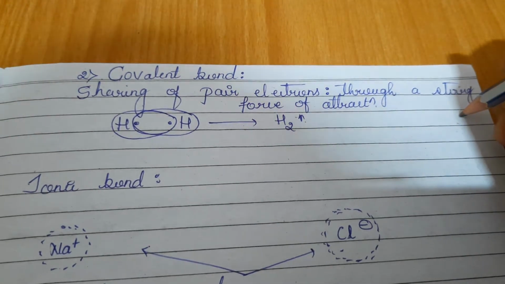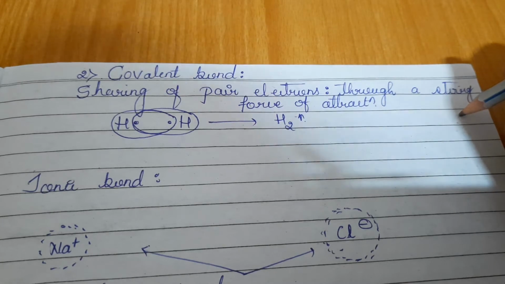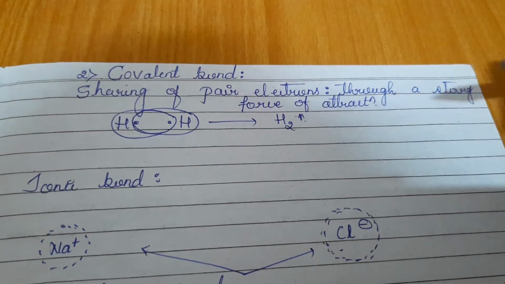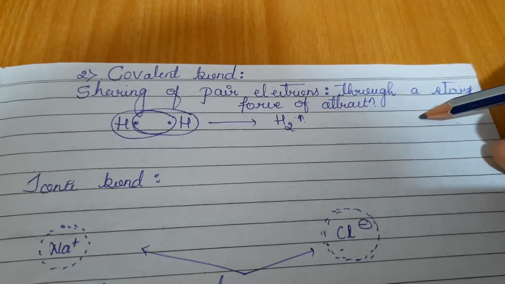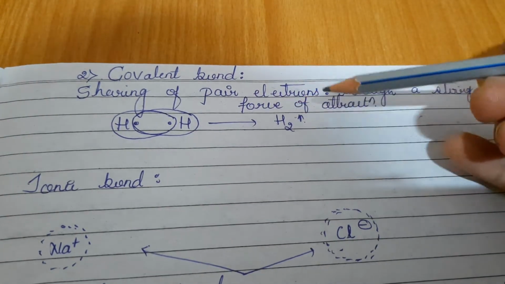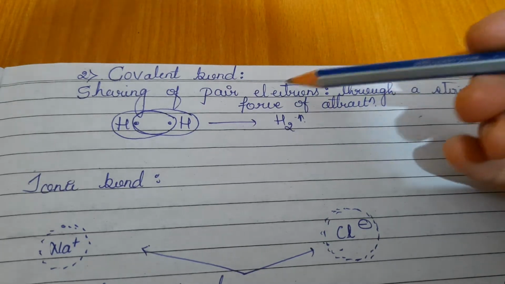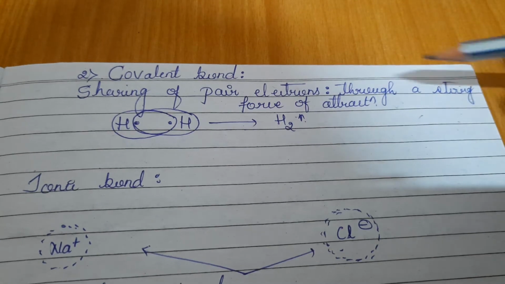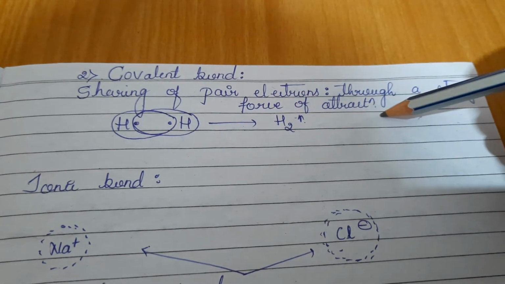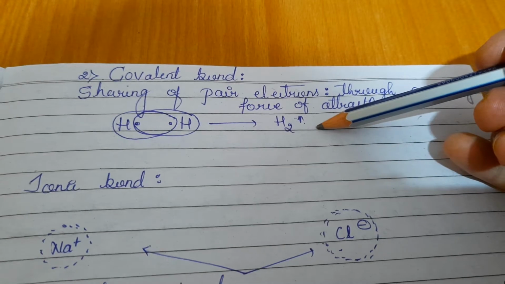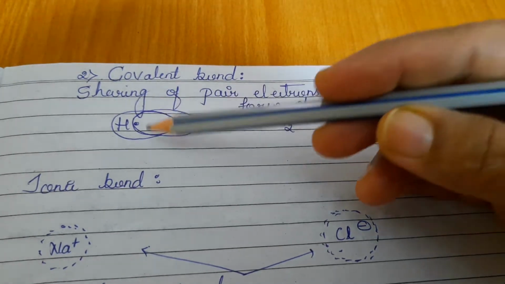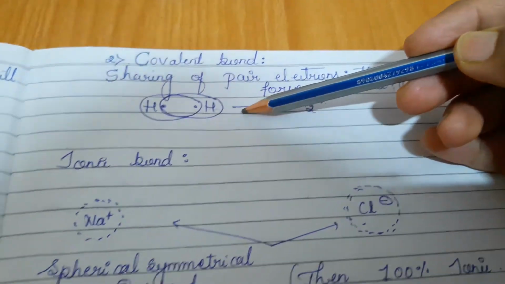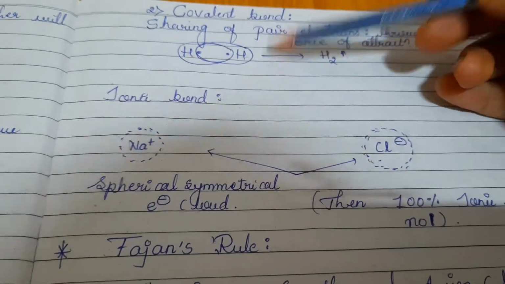Before I explain the polarization property of molecules in detail, let me explain the covalent bond. Just now I told you a covalent bond is mainly obtained due to sharing of a pair of electrons through a strong force of attraction between two atoms. As I explained regarding the hydrogen atom, each hydrogen provides one electron for the bond formation. Likewise, we have the ionic bond here.